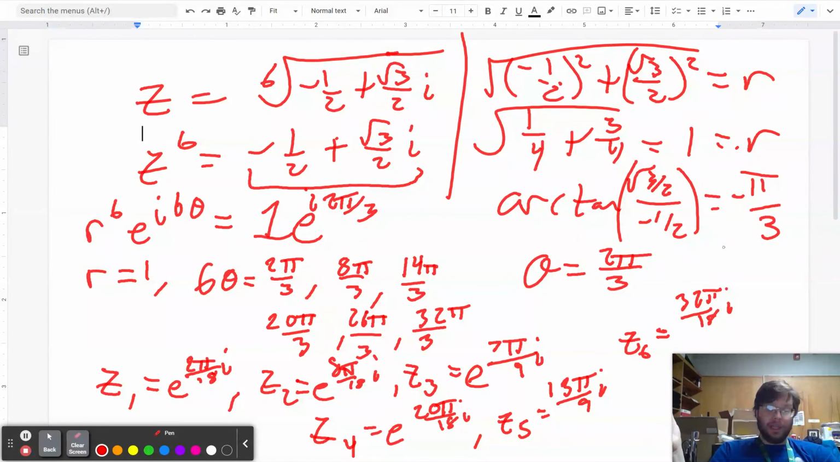So that's how you find n roots of any complex number. You can do it anytime. Let me know if you need any help, and I'm happy to explain.